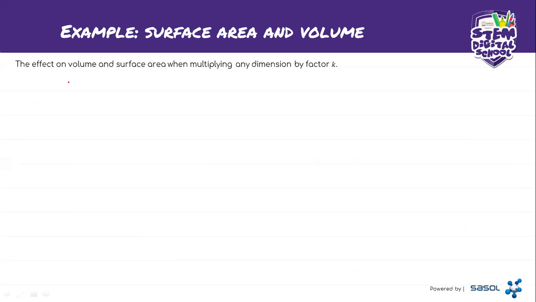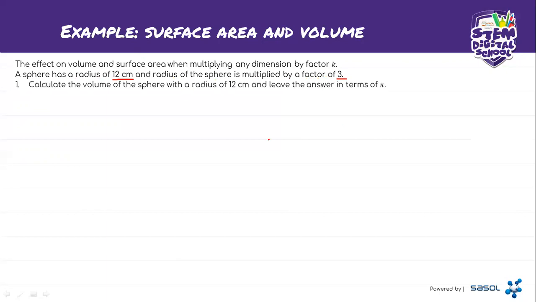The effect on volume and surface area when we multiply any dimension by the factor K. The first question, the scenario says a sphere has a radius of 12 centimeter and the radius of the sphere is multiplied by the factor of 3. And then from there, we're going to compare what's going to happen.